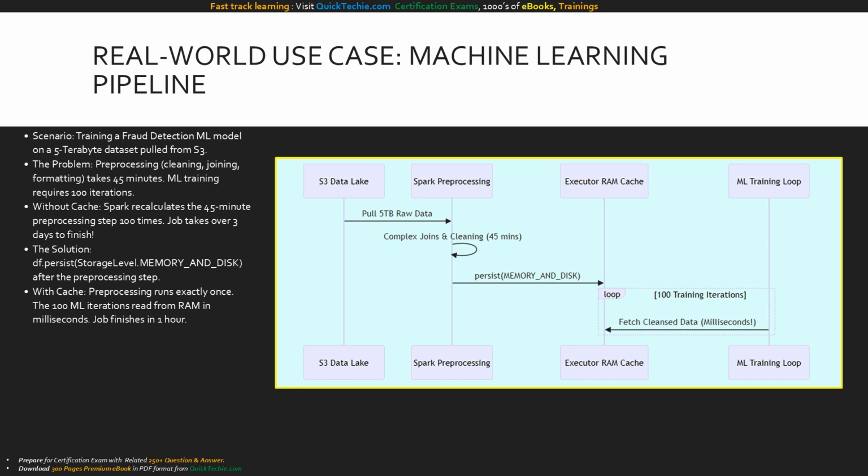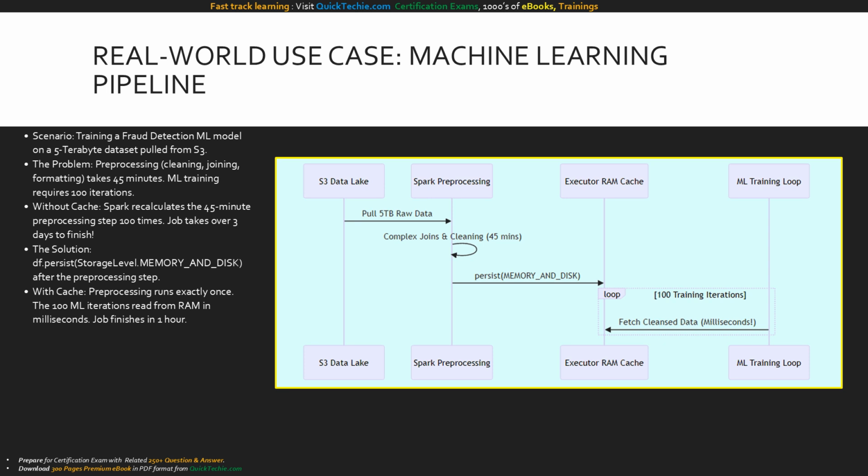Now, the data scientist's machine learning algorithm needs to iterate over this clean dataset 100 separate times to train the model's weights. Without caching, Spark's stateless nature means it would reread from S3 and rerun that massive 45-minute cleaning step 100 times. The job would literally take days to complete.